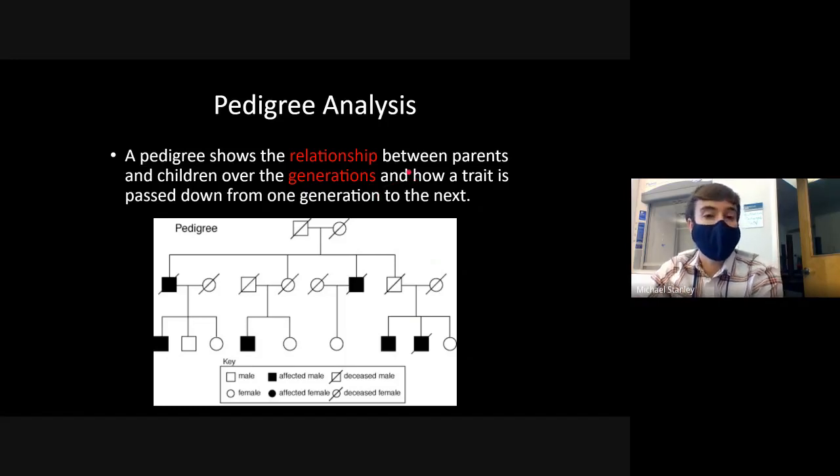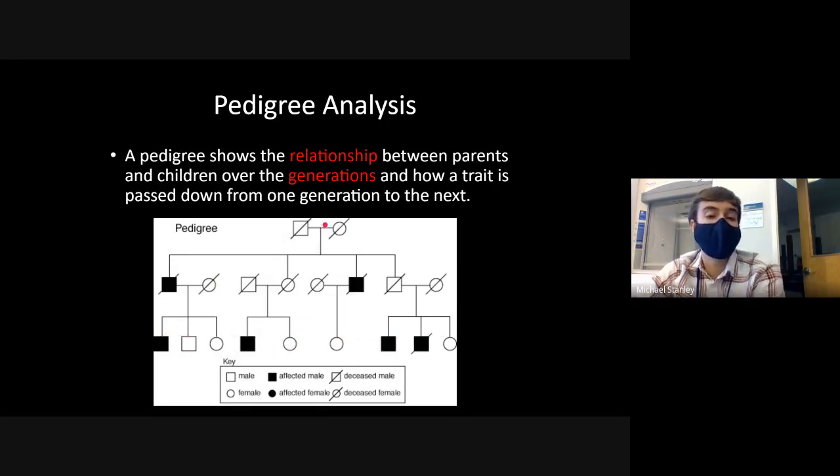So a pedigree is this type of chart that you can see right here that shows the relationship between parents and grandparents and children and how a certain trait is passed down from one generation to the next. So we'll talk more specifically about what all the different types of boxes mean. But in general, each generation goes on a line. So you have your grandparents up here. You have their children and the people that their children married on the second line. And then you have their grandchildren down here on the third row.